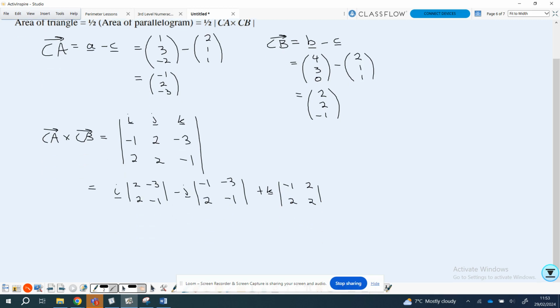Okay. So we've got that there. Again, working out each 2 by 2 determinant, we're going to get 4 lots of I at the start. We're then going to get 7 lots inside here, but that's going to be negative 7 now, so negative 7J. And then the K value would be negative 6K.